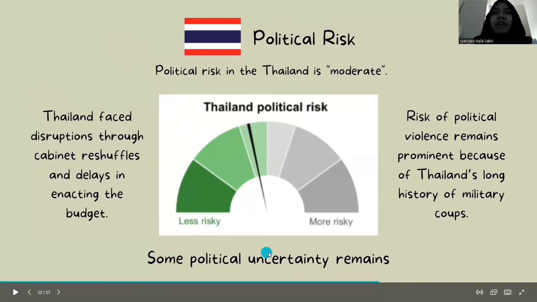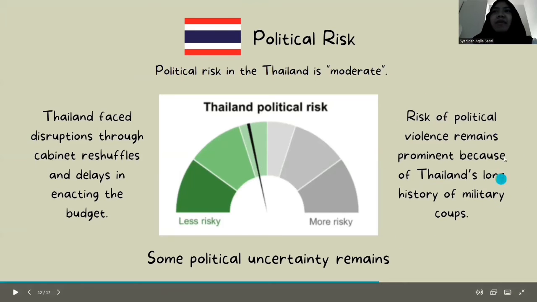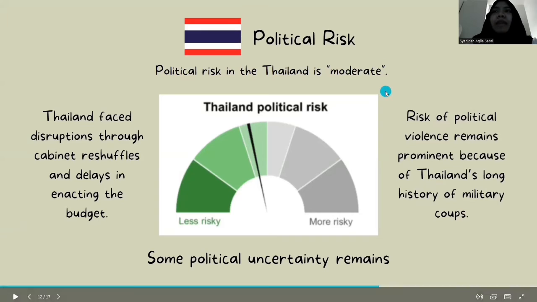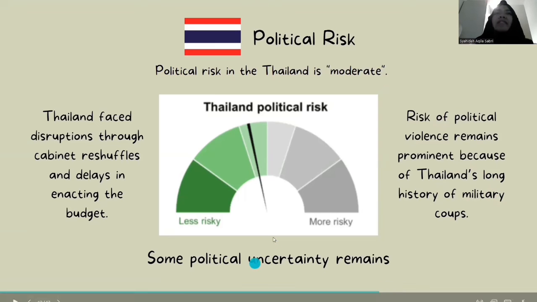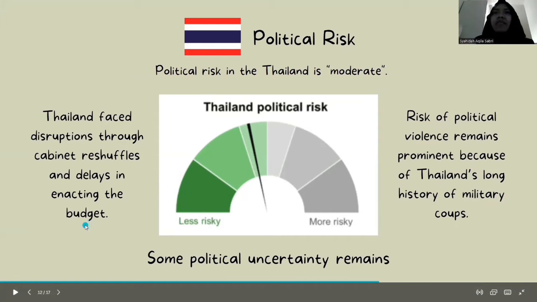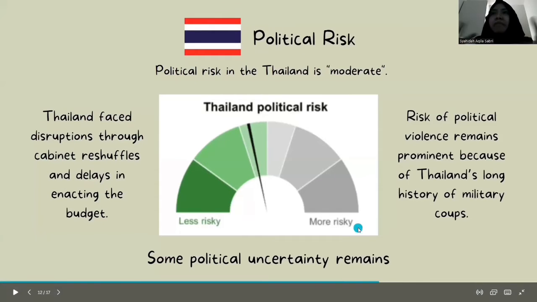Okay, and then some political uncertainty remains. And then risk of political violence remains prominent because of Thailand's long history of military coups. Ada kisah-kisah dia yang sebelum ni yang where ada violence happens and ada kena-mengena dengan history diorang. Apa tah? Ada perampasan apa tah? And then ada conflict between them all, which has caused the downturn of their economy. Yang this one, kejatuhan dekat sini is diakibatkan oleh benda ni lah.